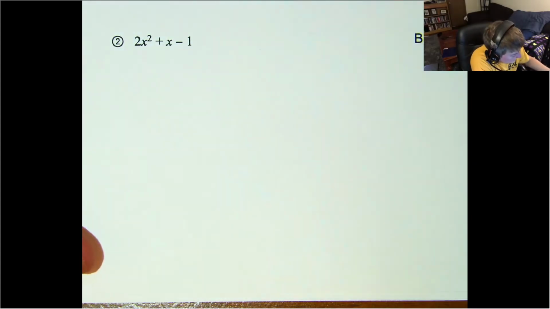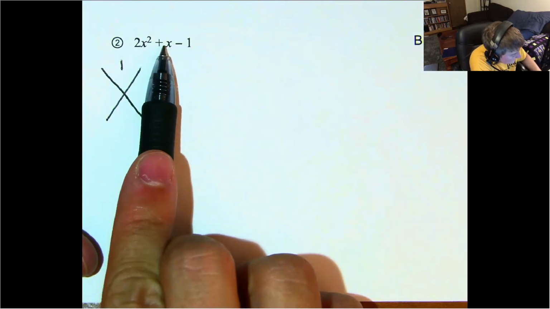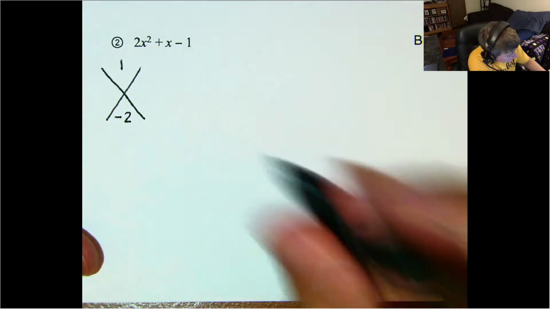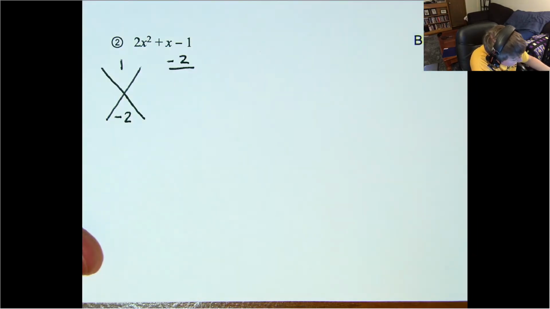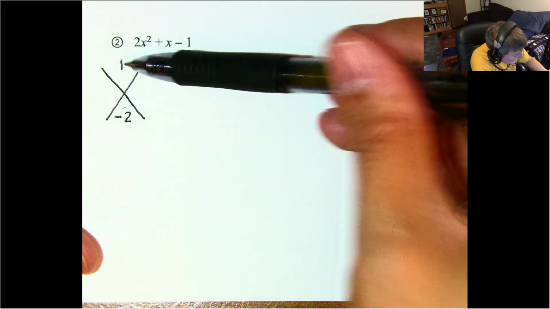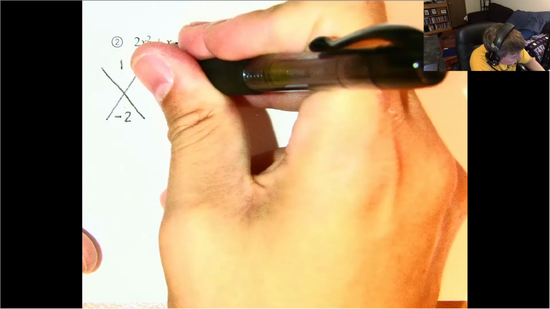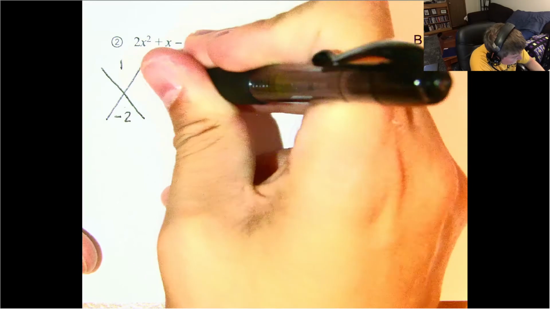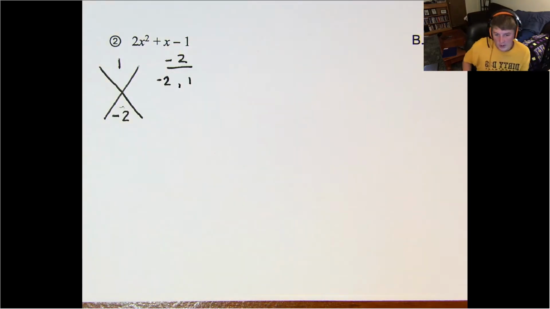Okay, so what I can go ahead and do then is just start my X-box method. We're going to have 1 here. That's my B term. And then I'm going to have negative 2 here because that's my A times C term. So now I need to figure out what numbers multiply to negative 2 but add to 1. So I could go, for example, negative 2 and positive 1. Those multiply to negative 2. Negative 2 times 1 is negative 2. But then negative 2 plus 1 is negative 1. So this is not my combination.